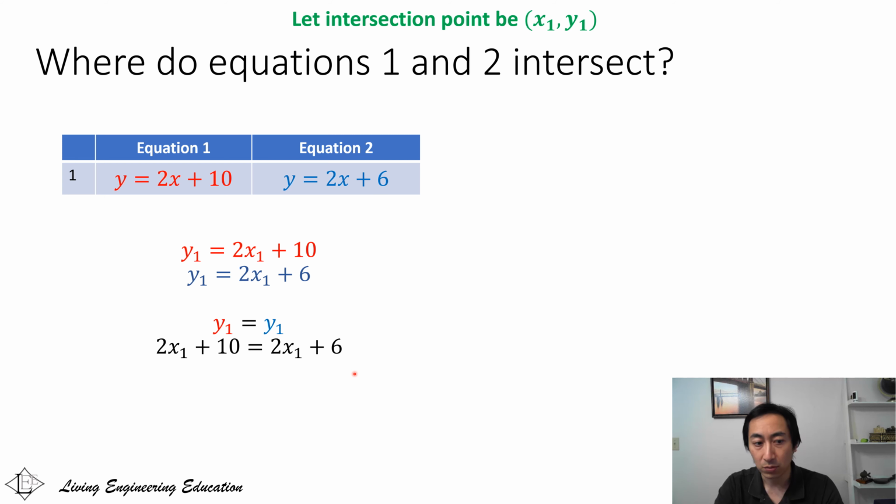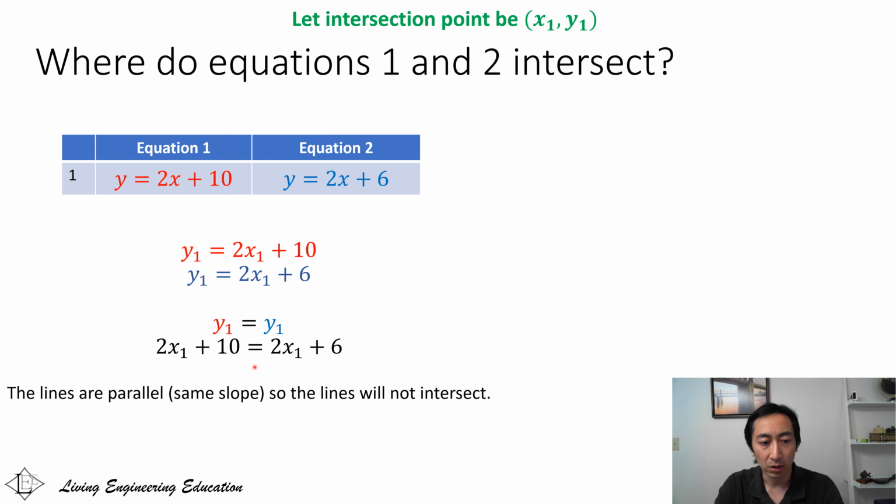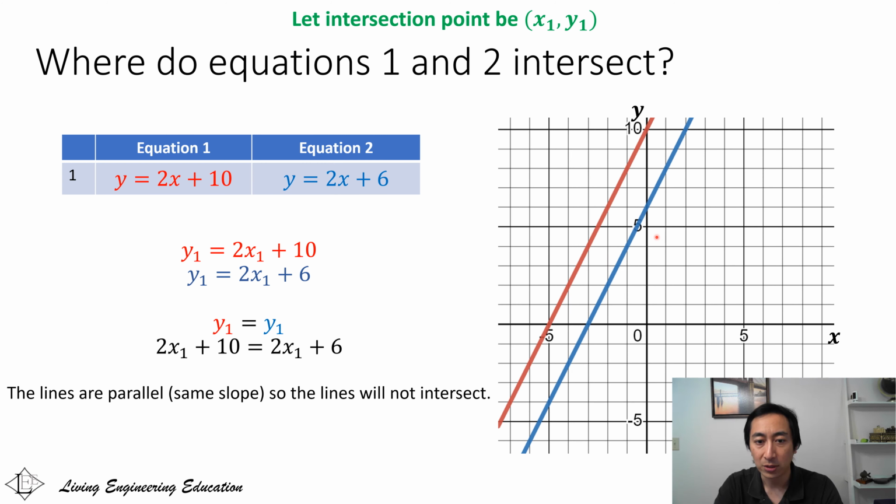And now we need to solve for x1, right? So I can move this to this side, and this will show up as 0 is equal to 6. And that doesn't make sense. You can't have that happen. So what's gone wrong with this problem? Well, the y-intercepts are different, but one thing that is the same is the slopes. If you remember from previous videos, when we have the same slope, the lines will be parallel because they're growing or descending at the same rate. So they'll never intersect. We can show this in graphical form as well.